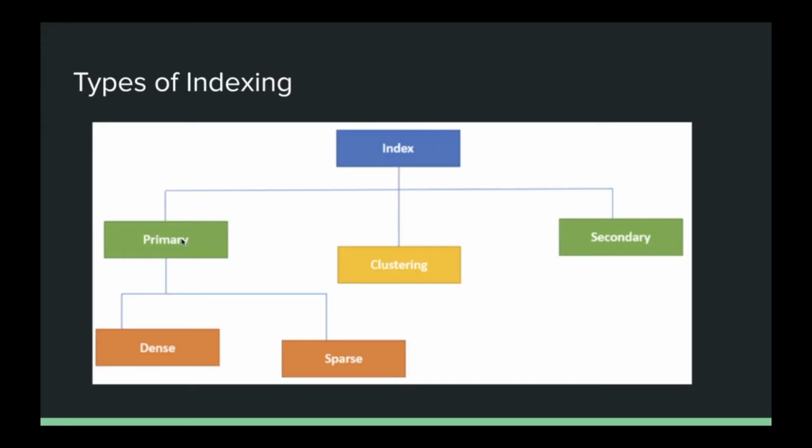So how it is working, I will give you the types of indexes. We have primary indexing, clustering and secondary. I'm mostly giving you knowledge about the primary one, and the other ones have the same concept. You can read about them, but I will be focusing on the primary one. Primary has two types, dense and sparse. So what is a primary index?